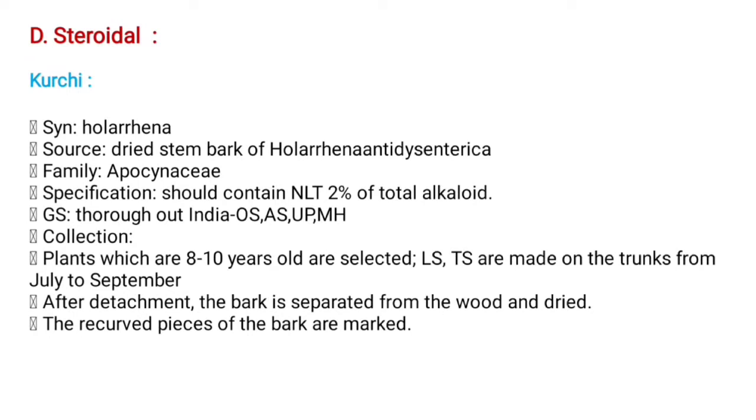Synonyms: Holarrhena. Biological source: it is the dried stem bark of Holarrhena antidysenterica. Family is Apocynaceae. Chemical constituents: it should contain not less than 2% of total alkaloid. Geographical source: throughout India. Collection: plants which are 8 to 10 years old are selected. Cuts are made on the trunks from July to September. After detachment, the bark is separated from the wood and dried. The recurved pieces of the bark are marketed.